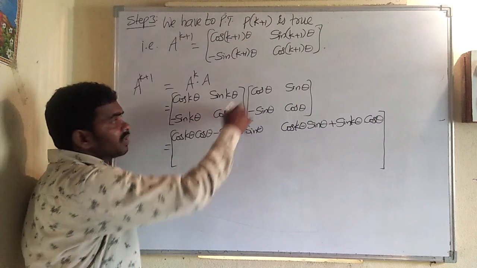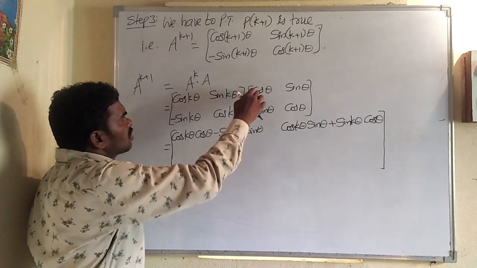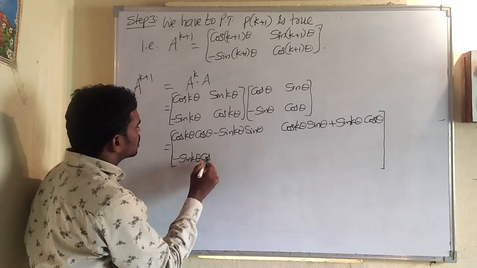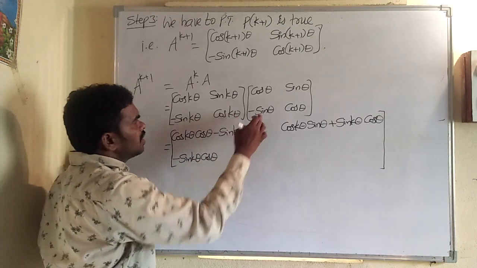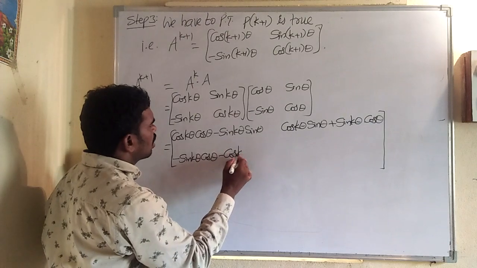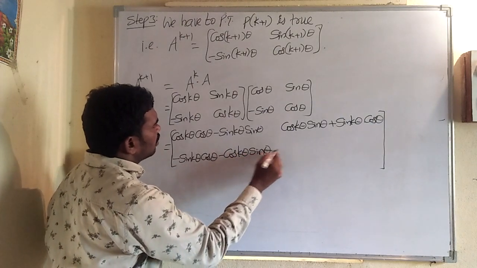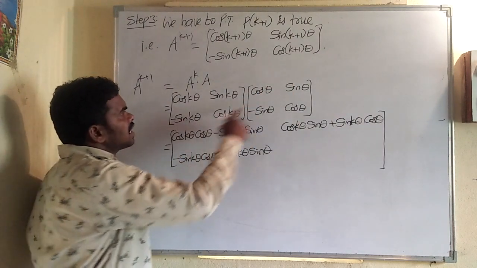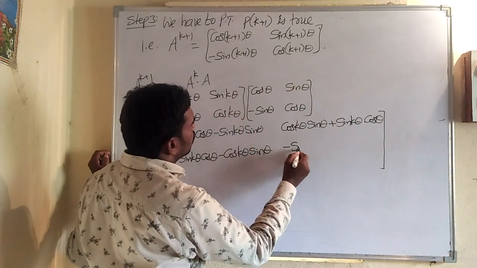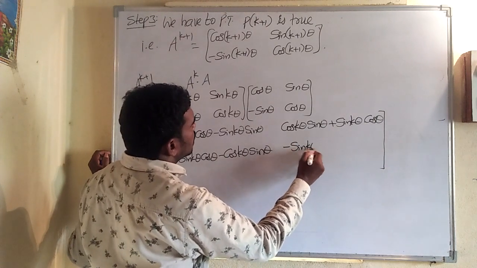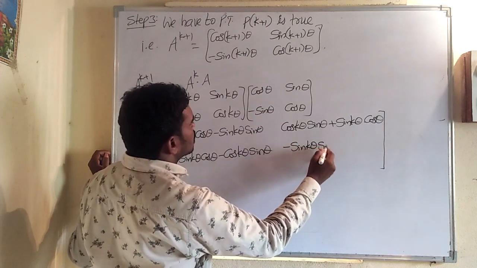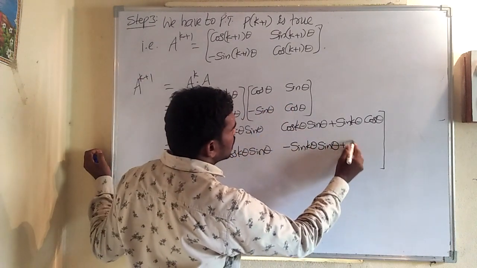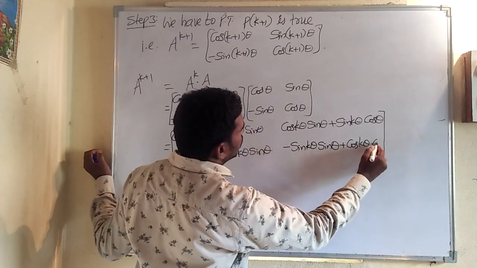Next, second row with first column: minus sin k theta into cos theta. Next, cos k theta into minus sin theta, so minus cos k theta sin theta. Next, second row with second column: minus sin k theta into sin theta, minus sin k theta sin theta. Next, cos k theta into cos theta, plus cos k theta into cos theta.